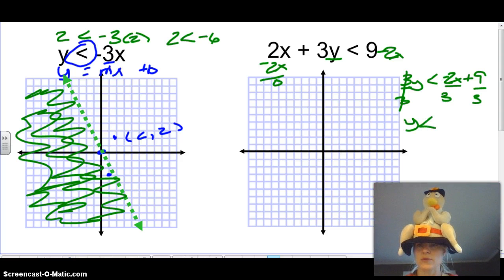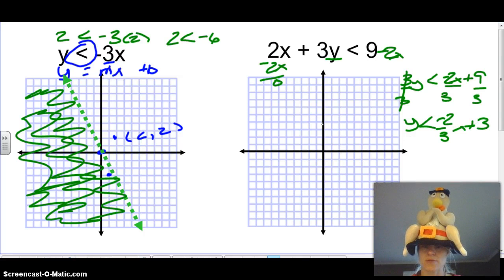We have -2/3, that can't reduce, so I'm going to just leave it -2/3x plus 9 divided by 3, which is 3. Okay, so we're going to start graphing here. My y-intercept is at 3, so I'll put a point here. My slope says down 2, right 3, so we'll go down 2, right 3.